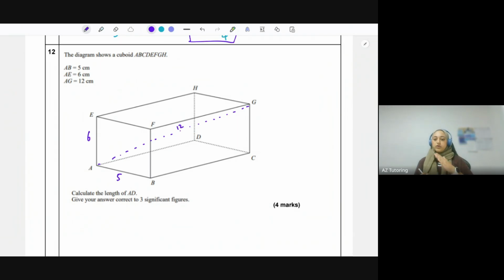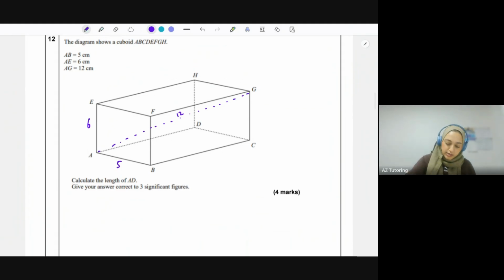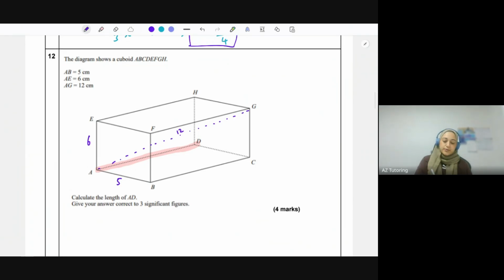So imagine you've got a box and you've sliced it in the middle. That long length in the middle is essentially 12. And it says calculate the length of AD. Well, where's AD? AD is in the back here. I'm going to highlight it so you can see. That's what we're trying to find. Find the length of AD and give your answer correct to 3 significant figures for 4 marks. Okay, so we're going to see what lengths we've got and what we can work with to find AD.